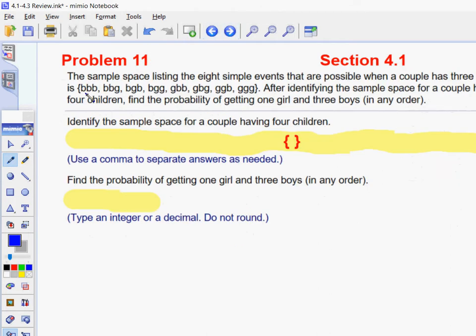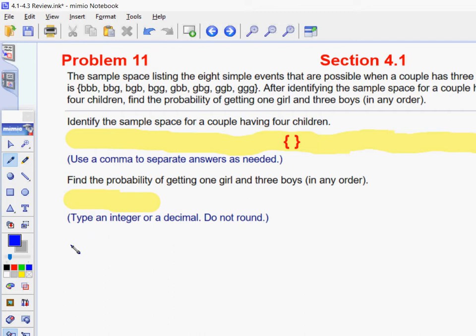The same space, the sample space listing the 8 simple events that are possible when a couple has 3 children that we just saw in the previous problem. After identifying the sample space for a couple having 4 children, find the probability of getting 1 girl and 3 boys in any order. All right, so this part's a little bit tedious and it'll take me a little bit. But I think one way that we could help keep our thoughts organized about this is using a tree diagram.